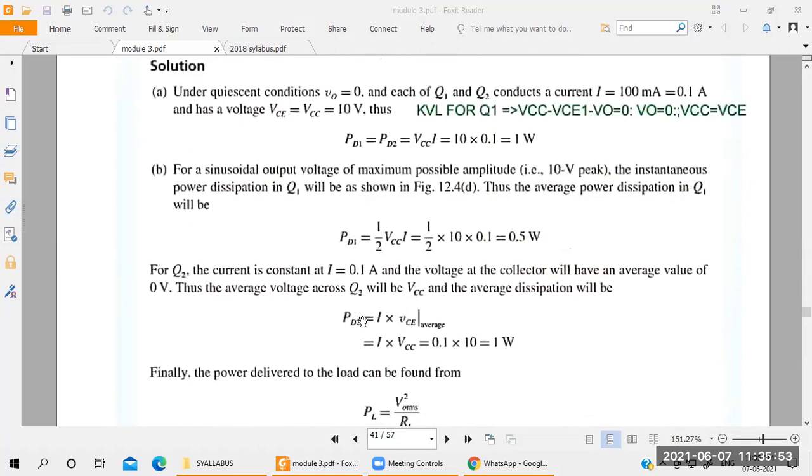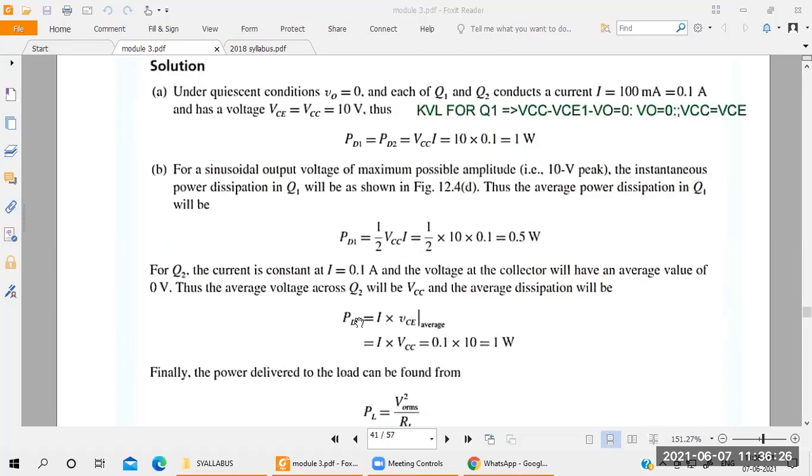And also you have to find out the Q2 power dissipation. What is the second transistor here? It's for the negative voltage, right? The second transistor is only for the negative voltage here. So for that you can take the Q2 current I equal to 100 milliamps. The voltage at the collector will have an average value of 0 volts. The average voltage across Q2 will be VCC, and the average dissipation will be PD equal to I into VCC.